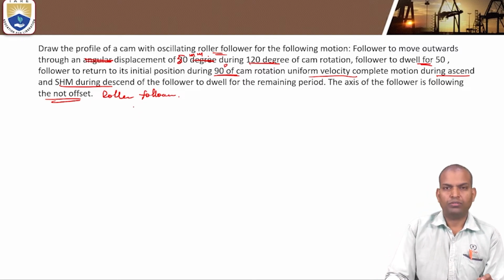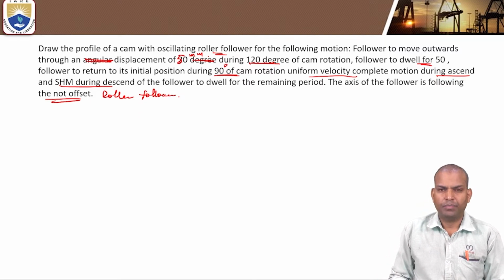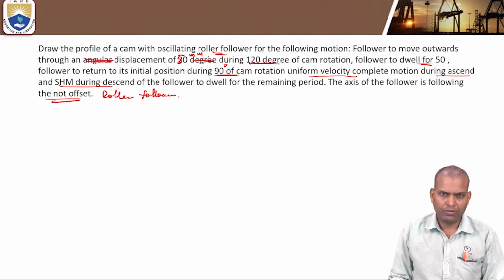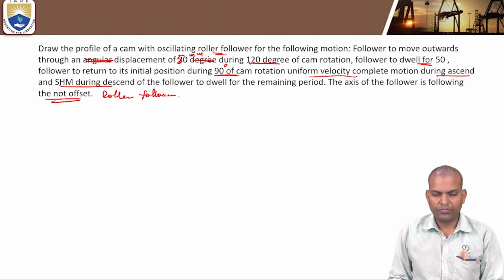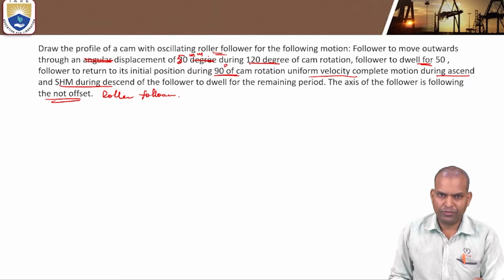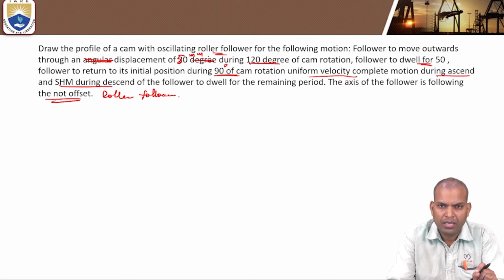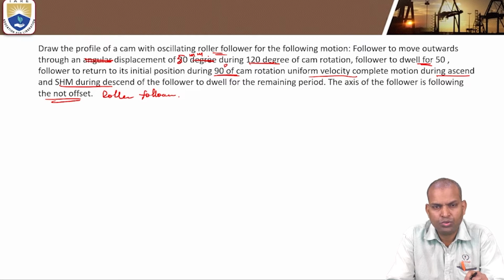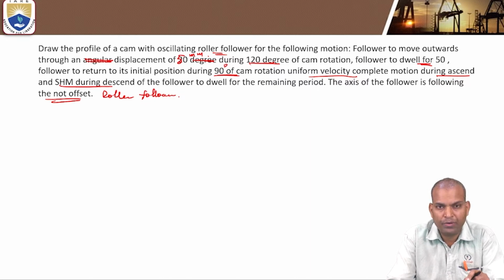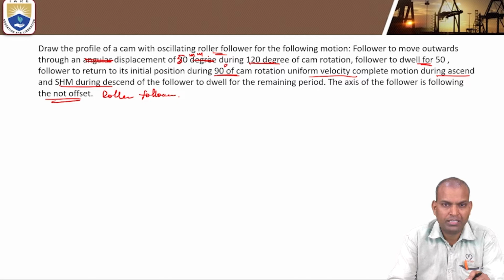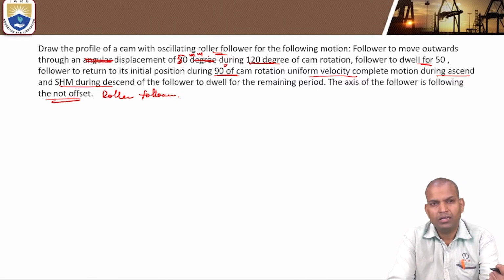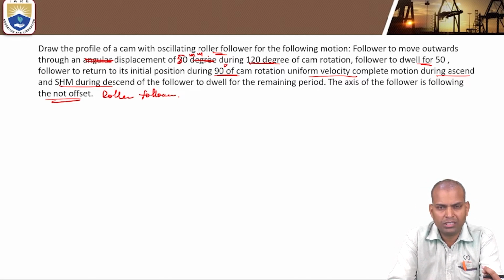So we have to follow the same data, but in the case of knife edge follower, here it is roller follower. So how to draw the roller follower? Same displacement diagram, whatever the follower may be, even flat faced follower, because the diagram is related to the type of motion of the follower. It is not the type of follower, it is what type of motion. The type of motion of the follower here is uniform velocity during ascent and simple harmonic motion during descent.